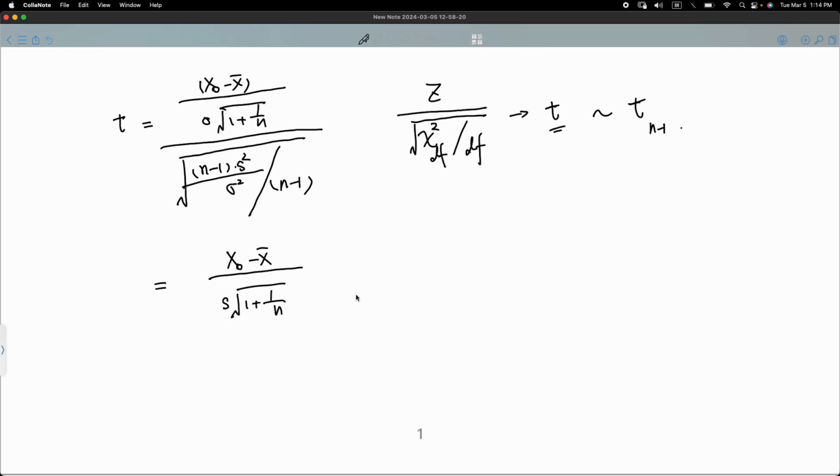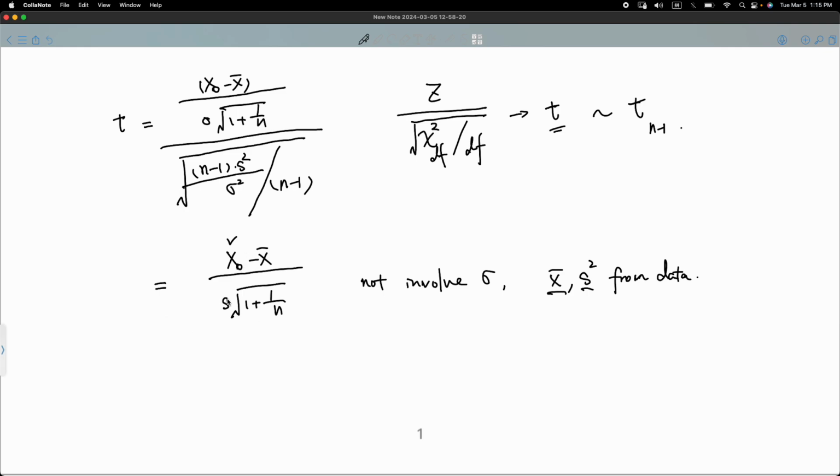Okay, so as you can see, this one does not involve the sigma, which is unknown. It only requires x bar and s squared, and both of them can be calculated from data. So everything except the variable of interest, x0, and the remaining components can all be estimated or evaluated if you have n measurements from the distribution.